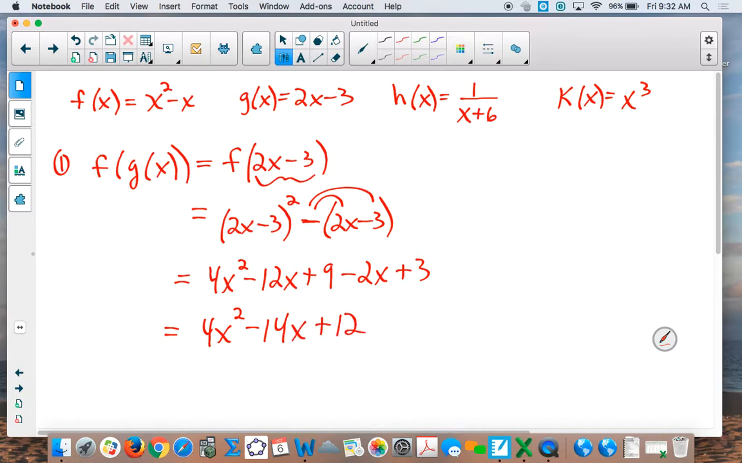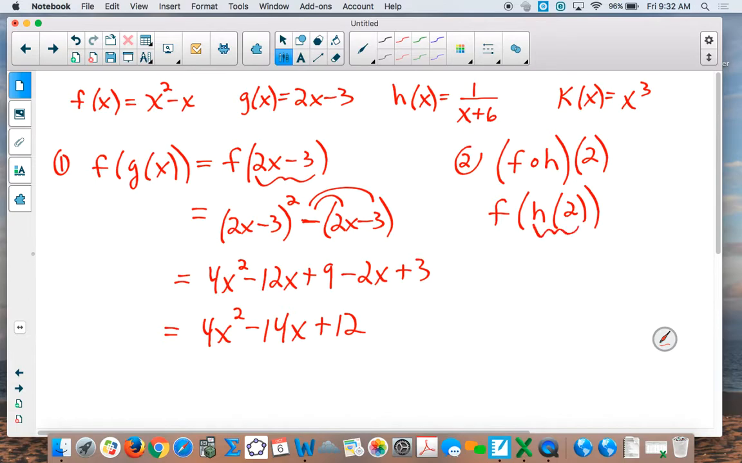Okay. All right, let's just try a couple more here. F following h of, I don't know, let's say 2. So now this means, if it helps, you can rewrite it. F following h is the same as f of h of 2. Okay? So let's evaluate first h of 2. H of 2 is 1 over x plus 6, so that will give us 1/8.